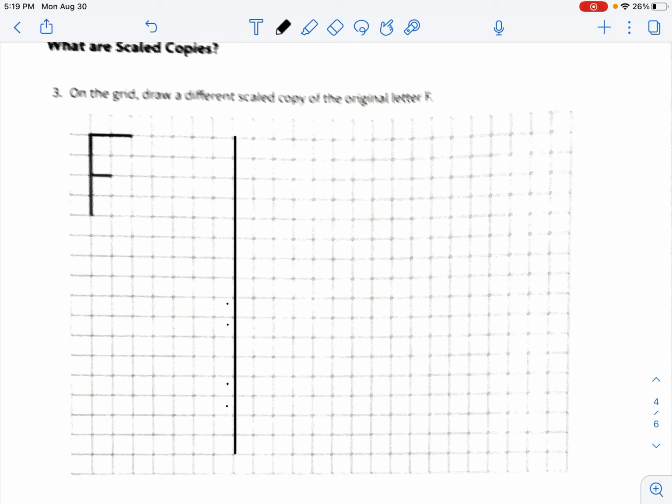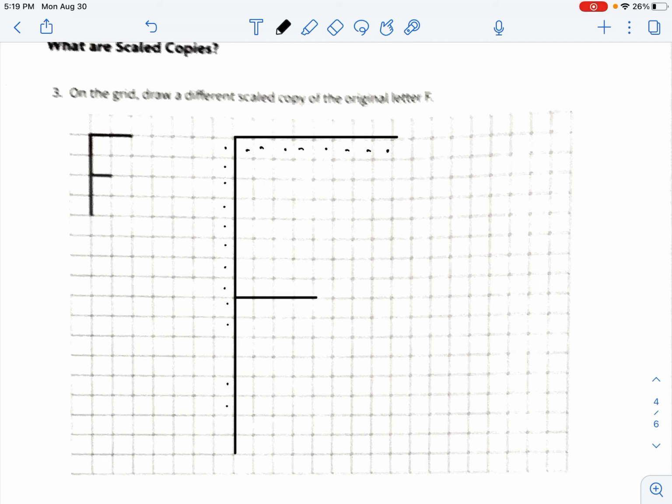Now, if this is 2, I'm going to multiply that 2 by 4 to tell me my length here. So 2 times 4 is 8. So 2, 4, 6, 8. So did I do that right? 1, 2, 3, 4, 5, 6, 7, 8. Yep, and now this is 2, so I'm going to go down 8. 1, 2, 3, 4, 5, 6, 7, 8. And then I'm going to multiply 1 by 4, which is going to give me 4. And there I've done a scale copy.